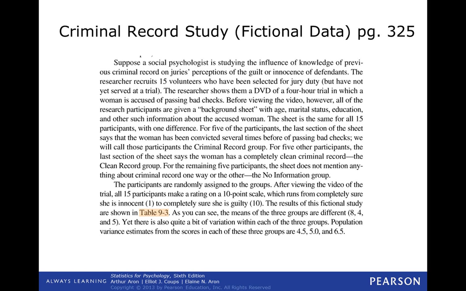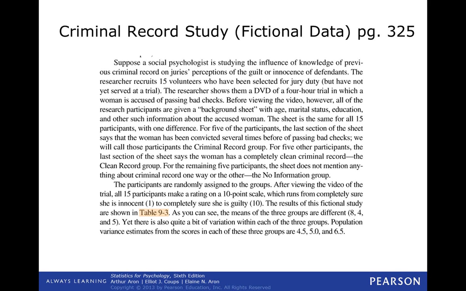The researcher recruits 15 volunteers who have been selected for jury duty but have not yet served at a trial. The researcher shows them a DVD of a 4-hour trial in which a woman is accused of passing bad checks. Before viewing the video, however, all of the research participants are given a background sheet with age, marital status, education, and other information about the accused woman. The sheet is the same for all 15 participants with one difference. That is going to be your independent variable.